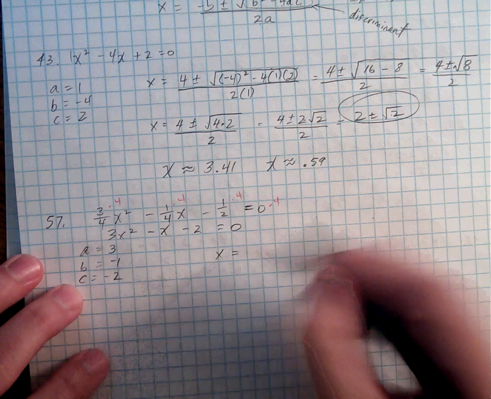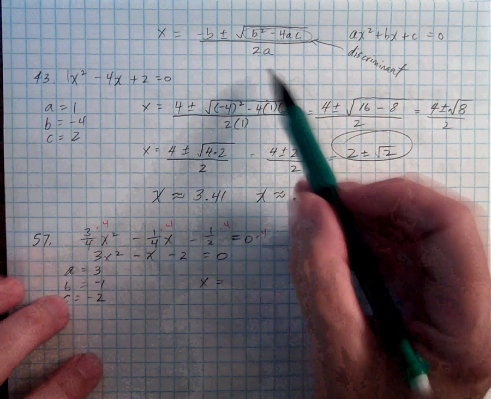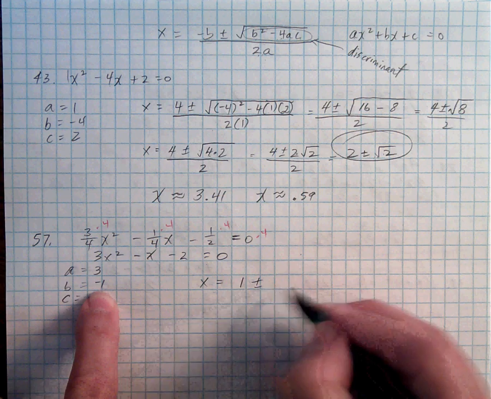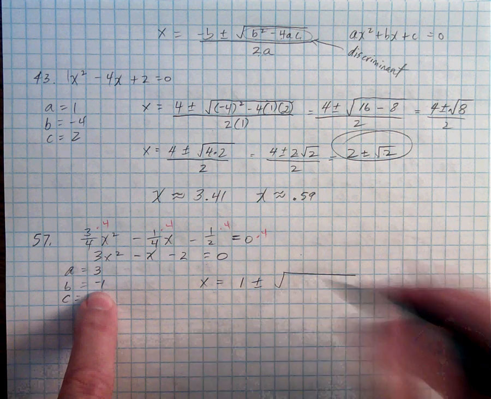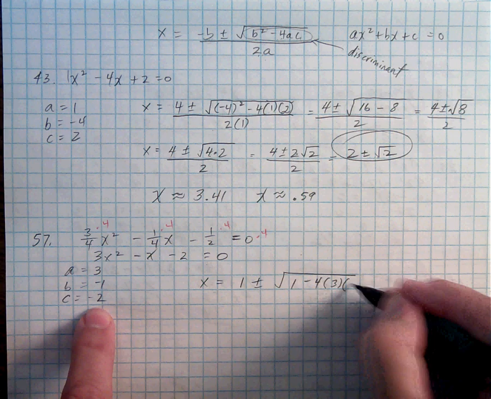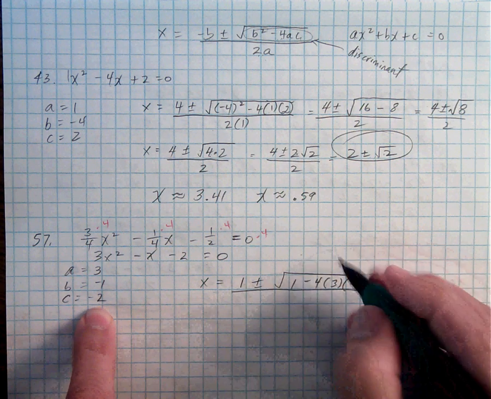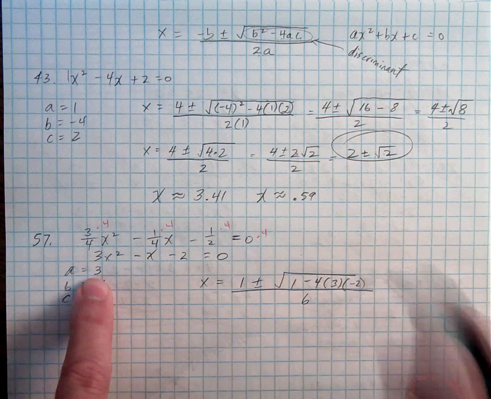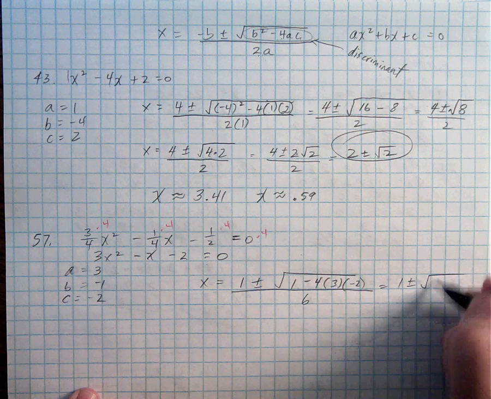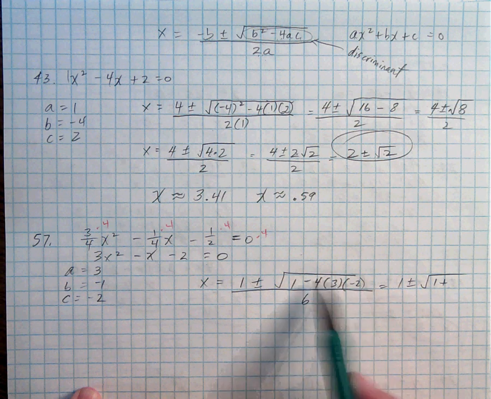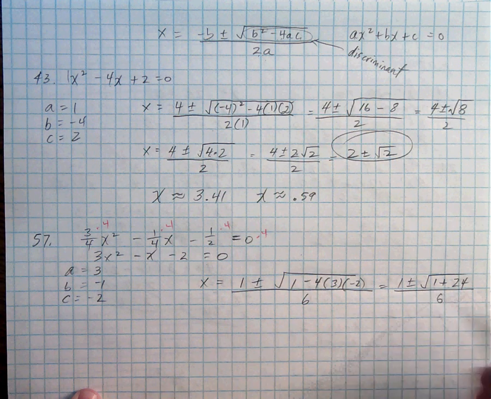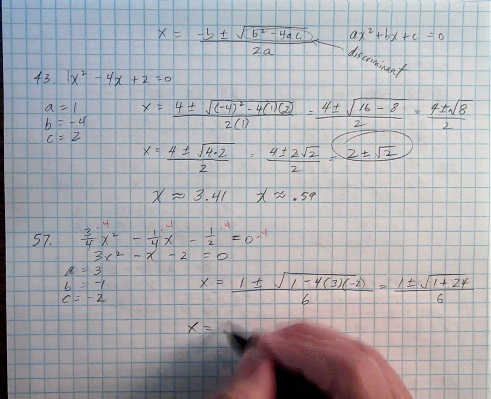So x equals, using the formula up here, so you can look up here to see what I'm doing. So negative b, that's going to be positive 1, plus or minus the square root of b squared. Well, if I square that, I get 1, minus 4 times a, which is 3, times c, which is negative 2, all over 2 times a, which is 6. Alright, so that's 1 plus or minus the square root of 1 plus, there's a negative and a negative, so I'm going to end up with a plus 24, all over 6.